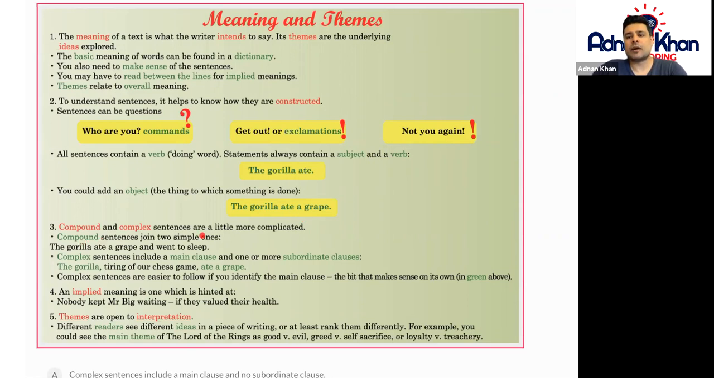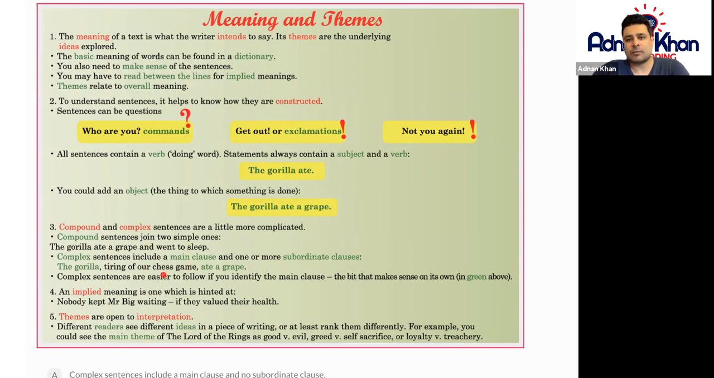Compound and complex sentences are a little more complicated. A compound sentence joins two simple sentences together. For example, the gorilla ate a grape and went to sleep. So you can see that a compound sentence has a conjunction such as and in the middle to join two sentences together. Complex sentences include a main clause and one or more subordinate clauses. A main clause is the main section of the sentence that gives you the main information, and a subordinate clause is the secondary part of the sentence.